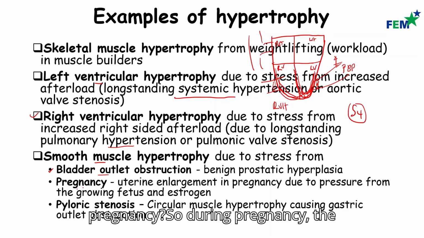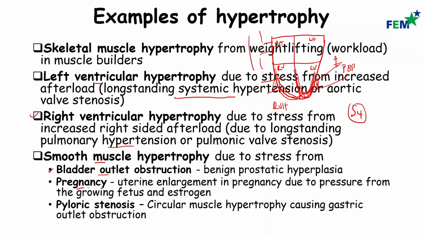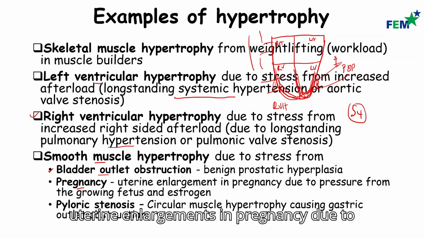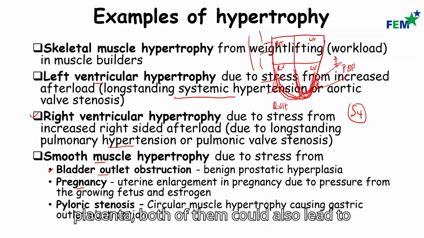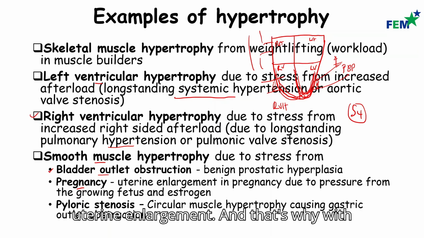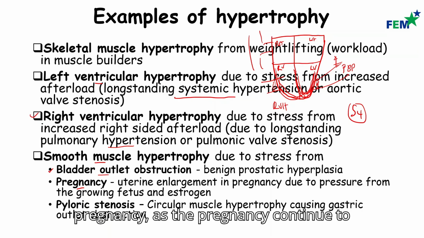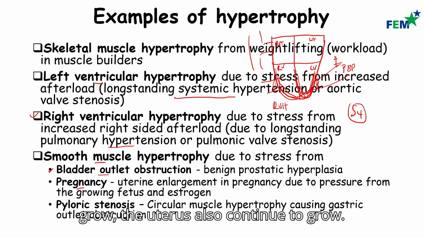What about pregnancy? During pregnancy, there is uterine enlargement, due to both the pressure from the growing fetus and the estrogen coming from the placenta. Both of them could lead to uterine enlargement. And that's why, as the pregnancy continues to grow, the uterus also continues to grow.